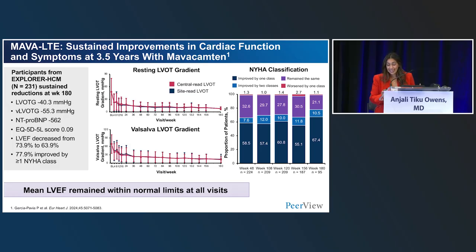We did see that 80% or so of patients, nearly 80%, improved by one NYHA class or more. And it's important to note that in aggregate, the mean LVEF remained normal. But within that, there's individuals who could transiently go below our threshold of 50%, in which case you need to temporarily stop the drug, readjust your dose as the LVEF comes back up.